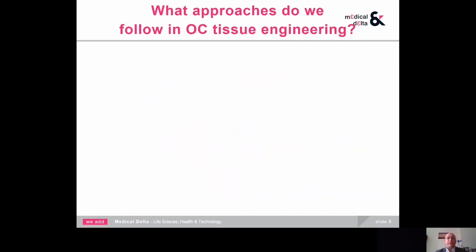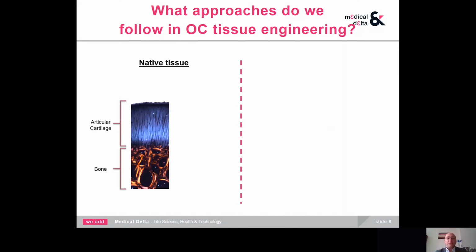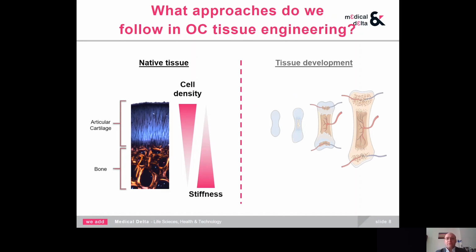In tissue engineering, there are different approaches, but in particular in our osteochondral tissue engineering, we can follow 2. The first one is to look at the native tissue and see how it's constructed, how it's fabricated, how does it look. Articular cartilage and bone have very different properties. They vary in cell type, cell density, and changes in stiffness. On the other hand, we can look at how the tissue develops. So bones are formed from a very soft cartilage template, which over time increases in stiffness.